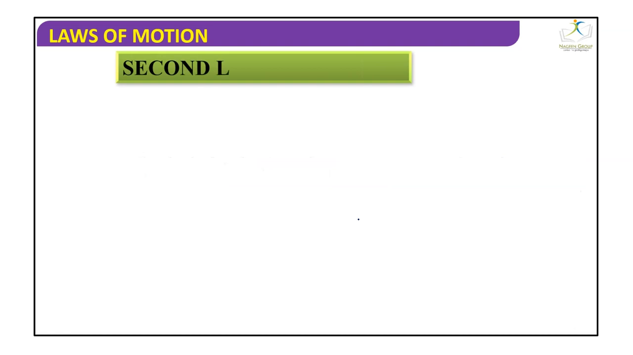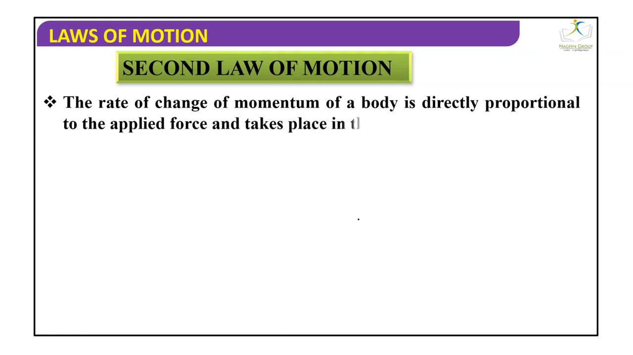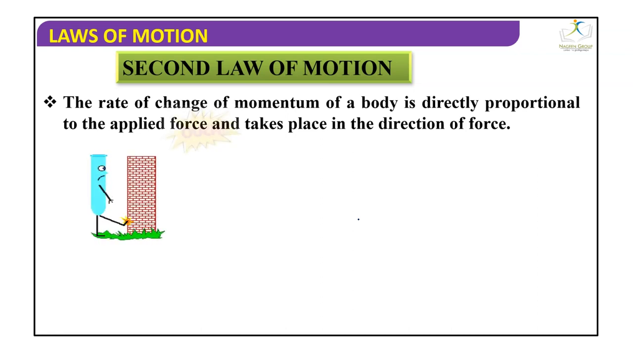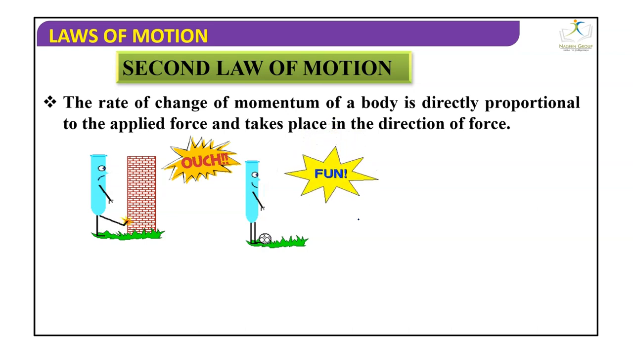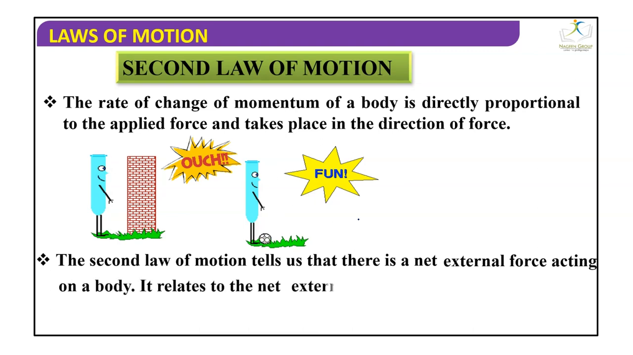Second law of motion. The rate of change of momentum of a body is directly proportional to the applied force and takes place in the direction of the force. As you can see, a person is continuously hitting their own leg and he is continuously crying, ouch! But if there is a ball, he is actually having fun. So the second law of motion tells that there is a net external force acting on the body. It relates the net external force and the acceleration of a body.